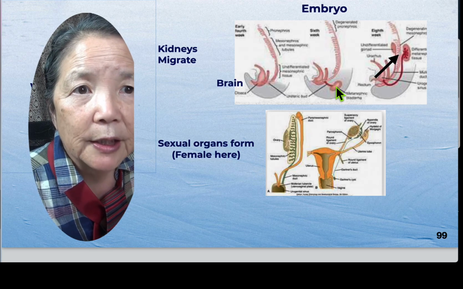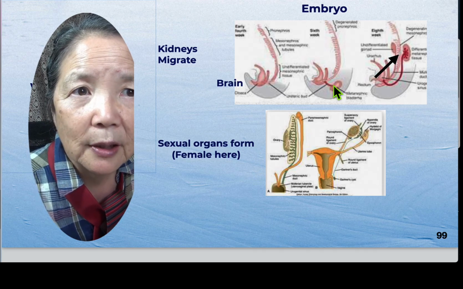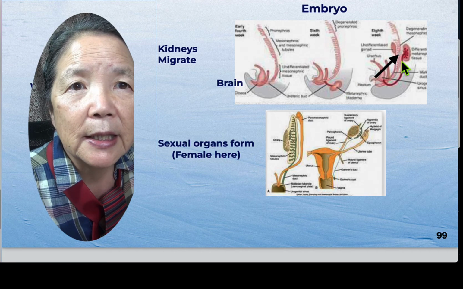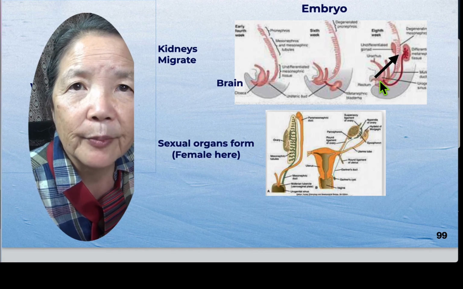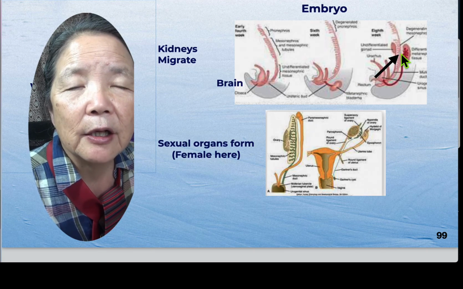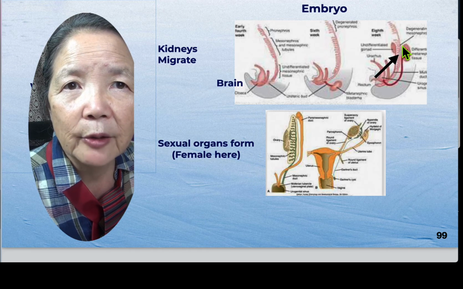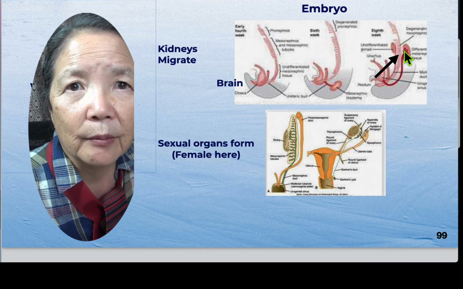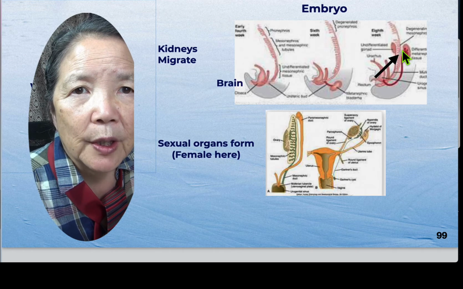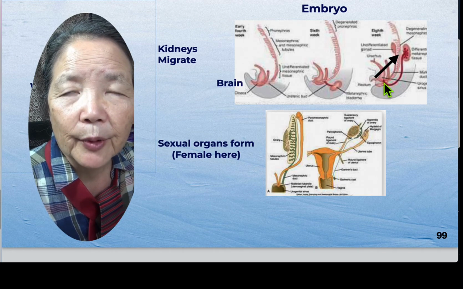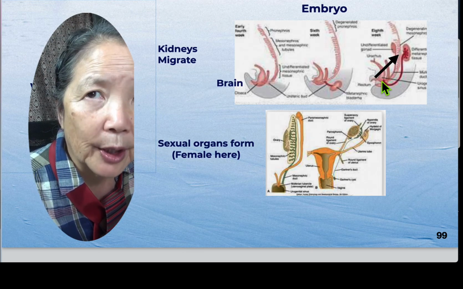After that, quite a bit later, the kidney develops from the brain, and then it goes down the entire body to the place where our kidneys are. It's very closely related to the brain because it develops from brain tissue.